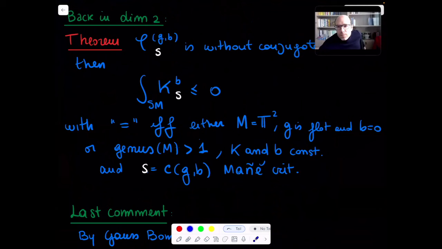Namely, even in the Riemannian case, the generalization of the Hopf theorem is the Green theorem, which says that if you have a geodesic flow without conjugate points, then the integral of the scalar curvature over the base manifold is non-positive. And we can generalize this theorem by using the scalar magnetic curvature.